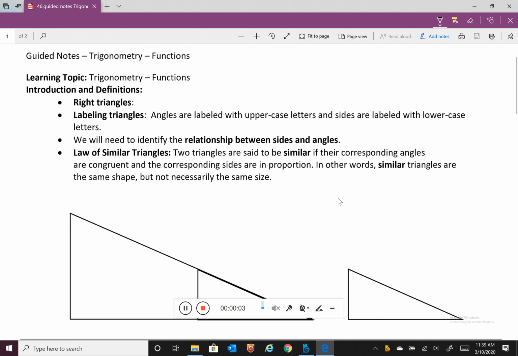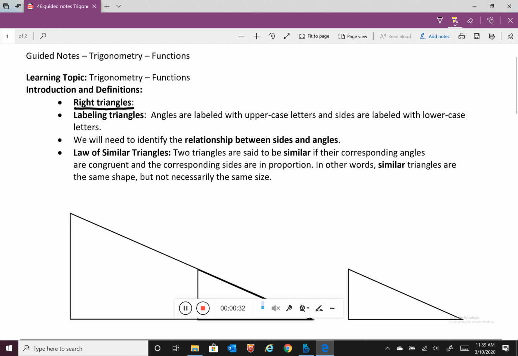Continuing our discussions about trigonometry, we are now going to begin to define our trigonometric functions. The first thing that we need to make sure of is that we recognize that all of our triangles that we will be working with will be right triangles. And a right triangle is simply a triangle that does contain a right angle or 90-degree angle.